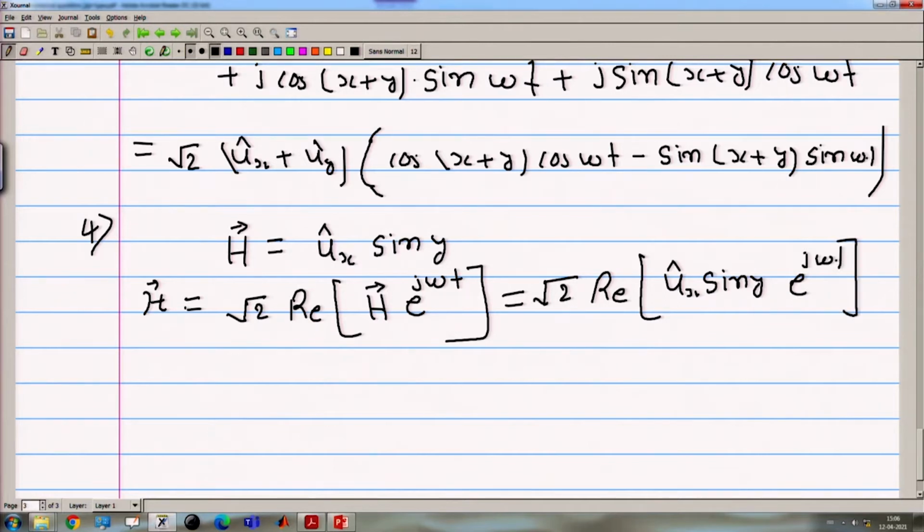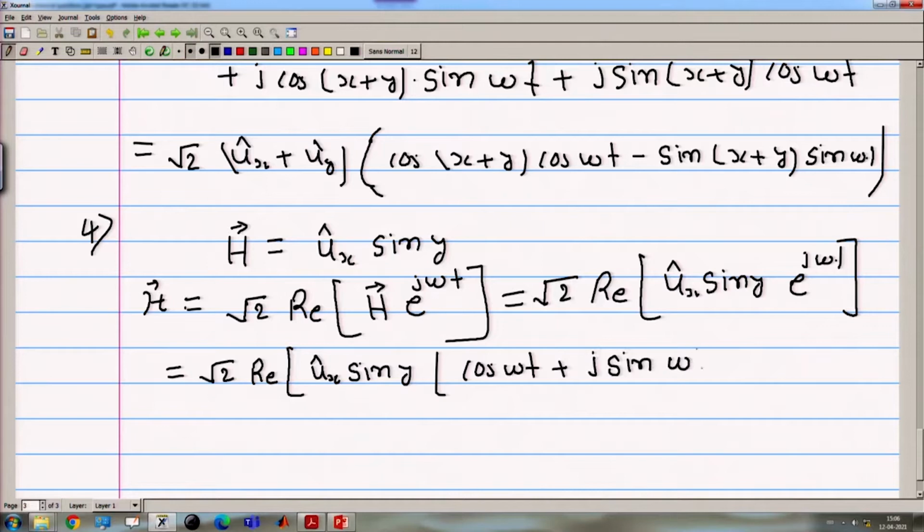So, e to the power j omega t can be written as root 2 ux sin(πy) in the bracket cos omega t plus j sin omega t. The real part will be root 2 ux sin(πy) cos omega t, and j sin omega t we will not take. So, this is the instantaneous form of the magnetic field.